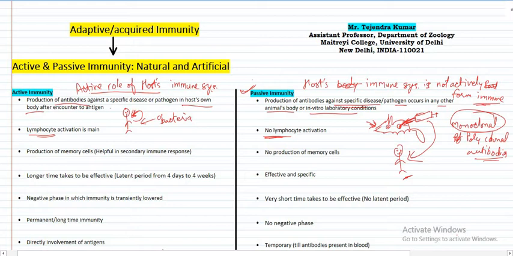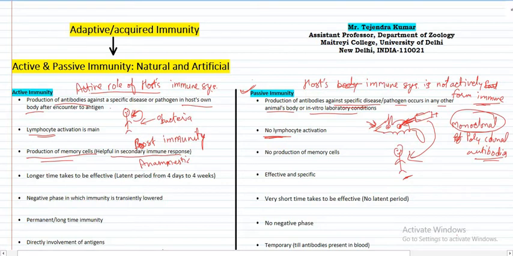Next is the production of memory cells. And memory cells are very important, which will help in the secondary immune response, or we can say that it boosts immunity, right? That's why it is called booster immunity or anamnestic immunity, okay, or anamnestic immune response.